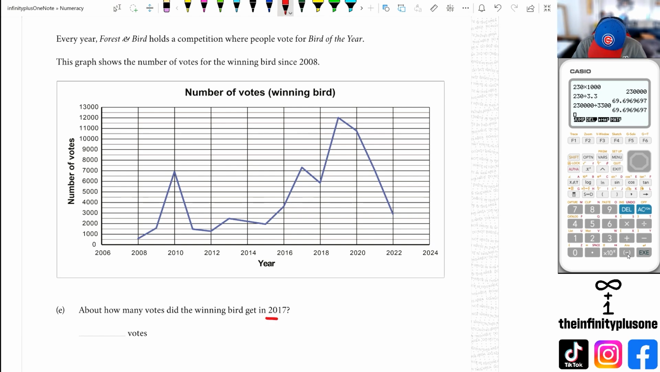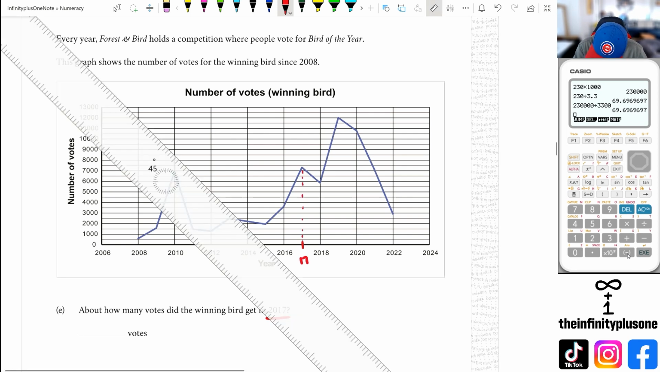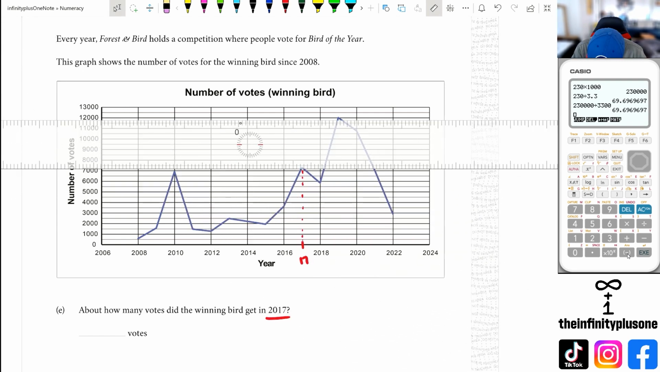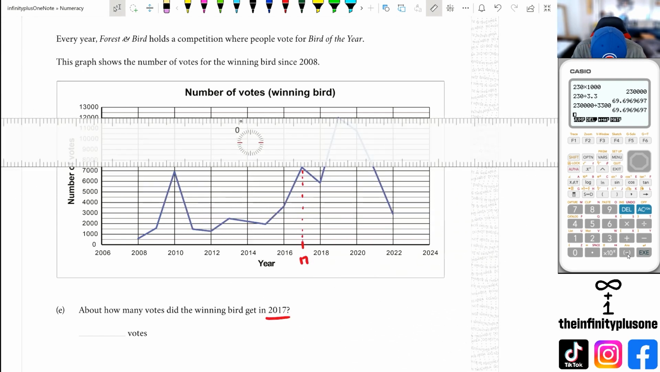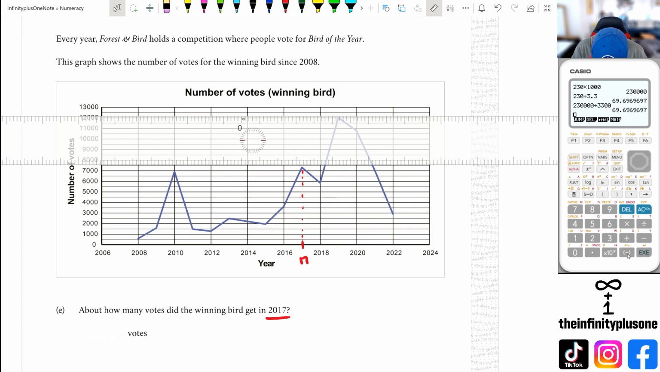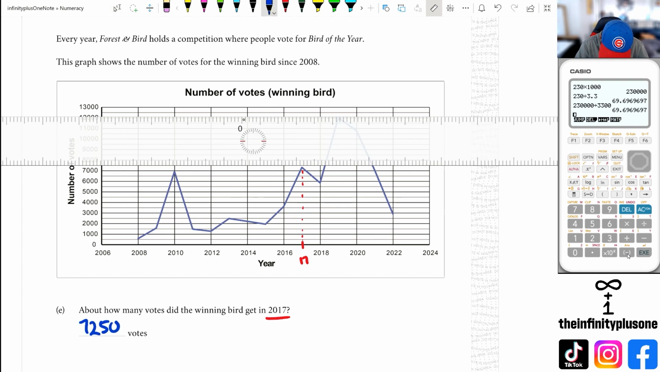So to work out 2017, it's halfway between 2016 and 2018, and we're looking at somewhere along there. And I guess having a ruler is quite handy, and I'm just going to place that there. So it looks like somewhere between 7,000. It's not 7,500, because that's 7,500. So I would say anywhere between 7,000 to 7,500. I probably would go 7,250, but the answer schedule does say if you get your number anywhere between 7,000 to 7,500, you should be getting that correct.